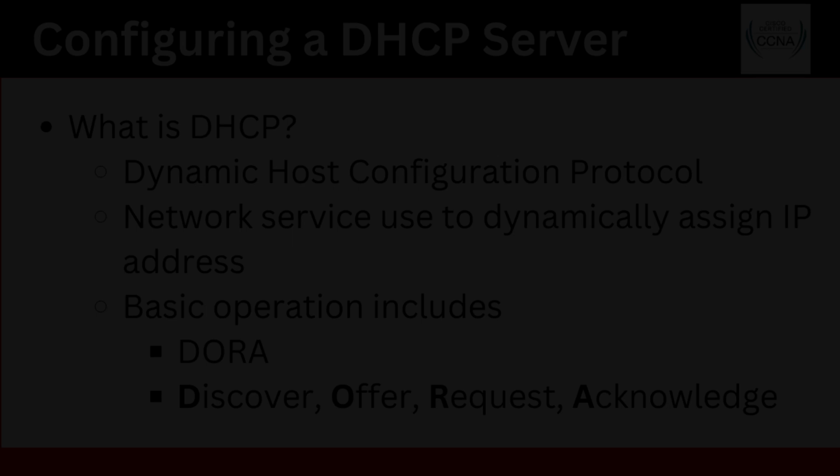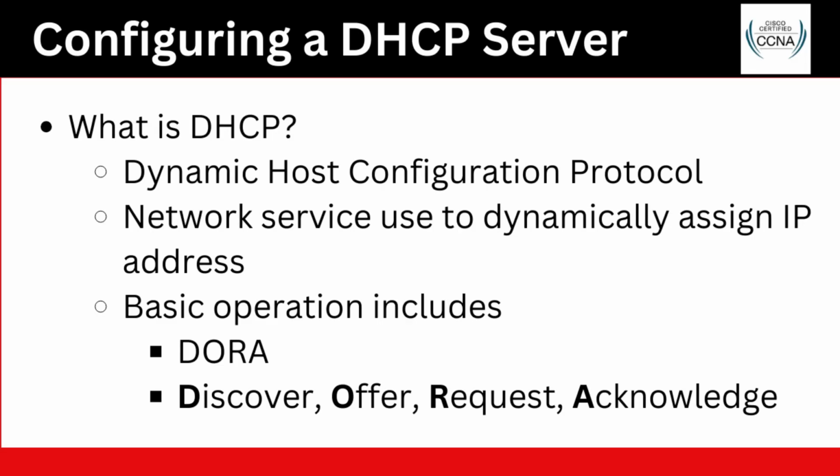Basically, DHCP, or Dynamic Host Configuration Protocol, is the network service that is used to dynamically assign an IP address. So when your computer connects to a network, it reaches out to a particular DHCP server if available, and that DHCP server or service would dynamically allocate you an IP address. It will allocate the IP address, the subnet mask, the gateway, and the DNS server for that newly connected host.